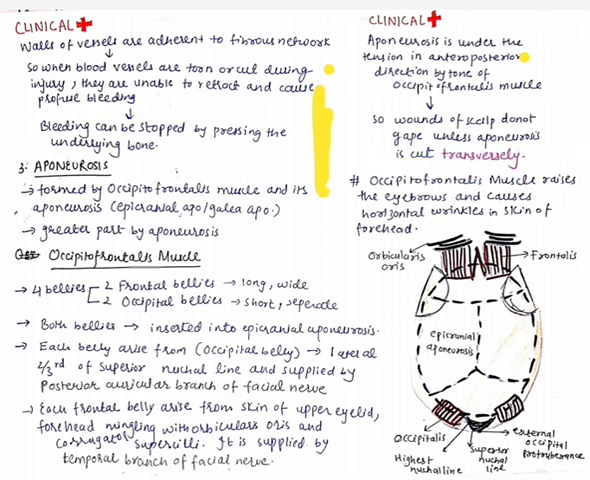The occipitofrontalis muscle raises the eyebrow and causes horizontal wrinkles in the skin of the forehead. So the main feature of the occipitofrontalis muscle is that it helps to raise the eyebrows. When you are raising the eyebrows, the muscle that is helping is the occipitofrontalis, the occipital and frontalis muscle, and it also causes horizontal wrinkles in the skin.